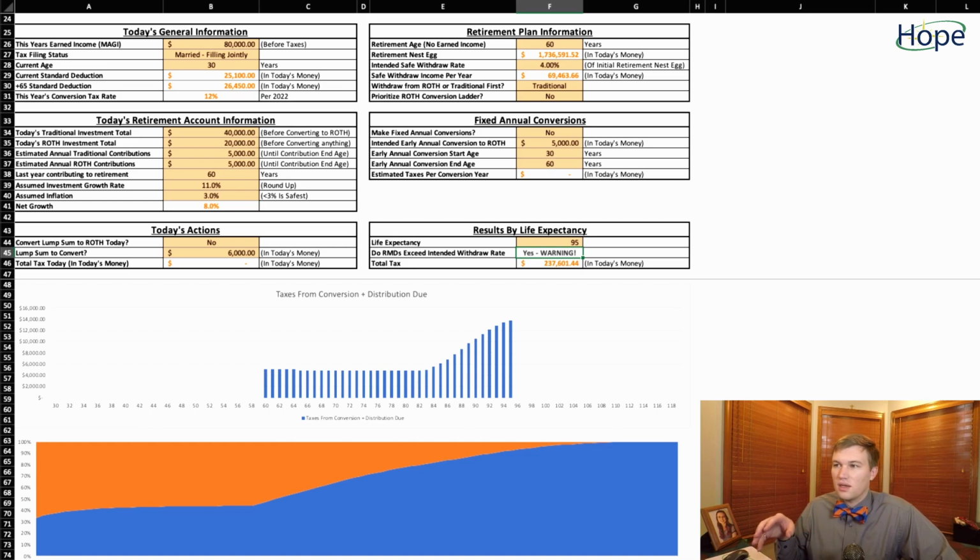or RMDs. We can see when we look at the first graph here that required minimum distributions really start to heavily impact how much they're taking out of retirement right around age 84. Now, that's not necessarily when RMDs kick in, but that's when RMDs are going to start exceeding their safe withdrawal rate of 4%. We can see that up to that point, the amount of taxes that they're paying from their distributions from traditional accounts is static, and then it climbs.